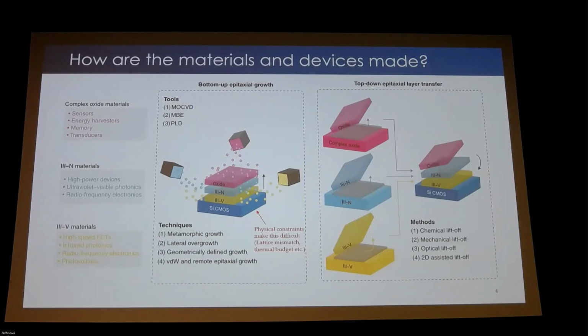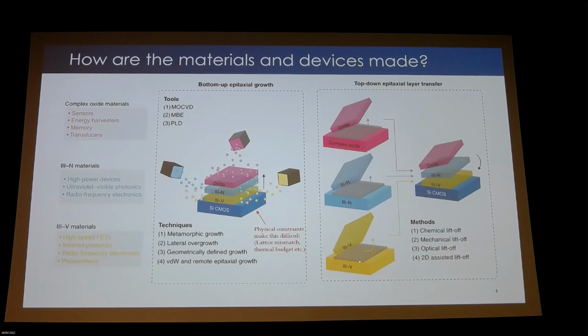There are 2 types of techniques to create these integrated films or devices. First is the bottom-up approach, where you epitaxially grow single crystalline material on top of a single crystalline wafer. But this approach has very hard physical constraints, for example, when integrating single crystalline III-V, III-nitride, and oxide materials, because of lattice mismatch and thermal budget problems. The better approach is the top-down epitaxial layer approach, where you grow your single crystalline films, exfoliate them off of the substrate, and then stack them together like Lego.